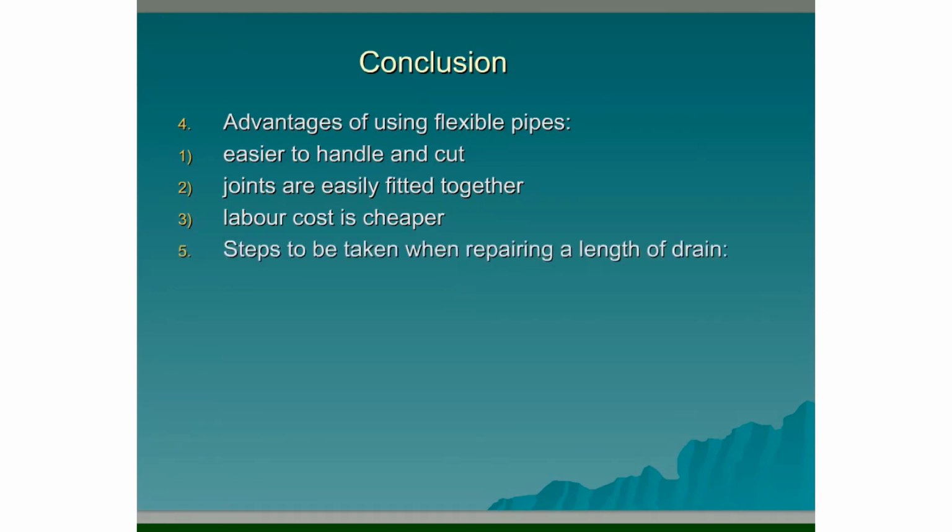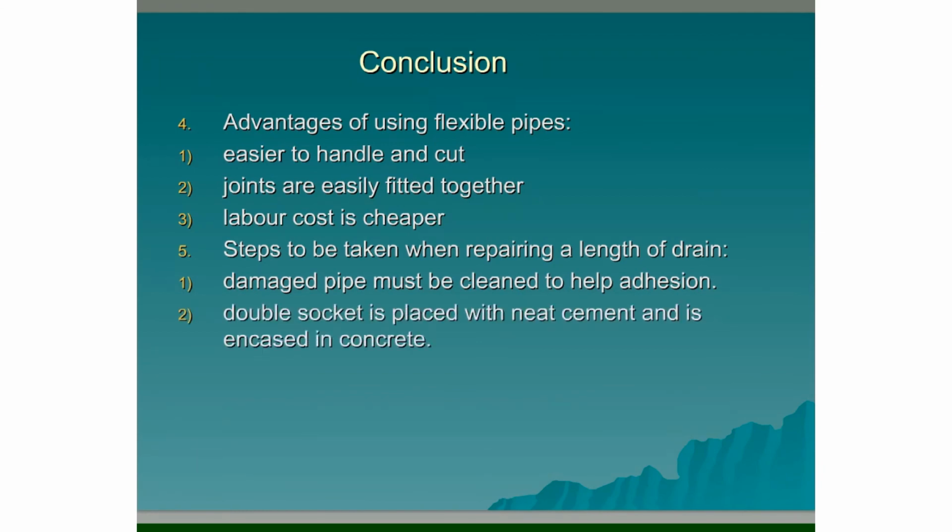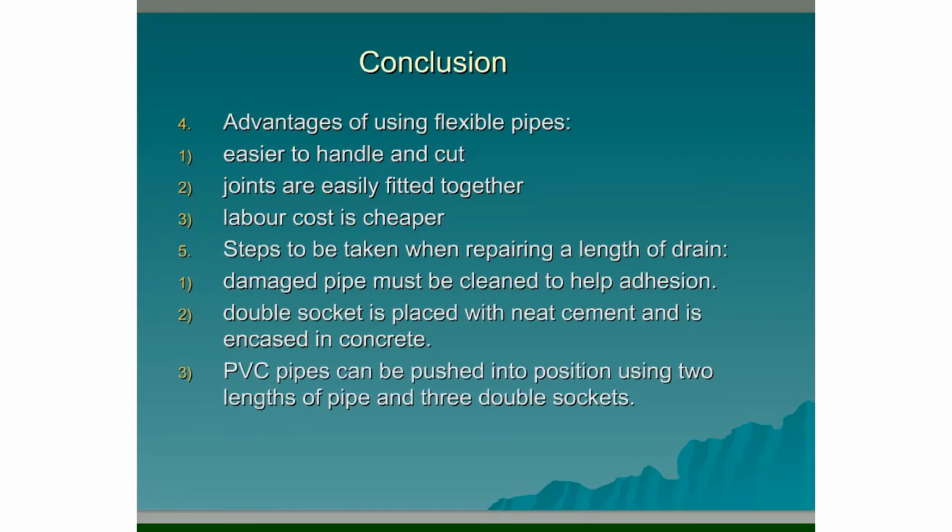Steps to be taken when repairing a length of drain. 1. Damaged pipe must be cleaned to help adhesion. 2. A double socket is placed with neat cement and is encased in concrete. This is for a rigid pipe. For PVC pipes, these can be pushed into position using 2 lengths of pipe and 3 double sockets.